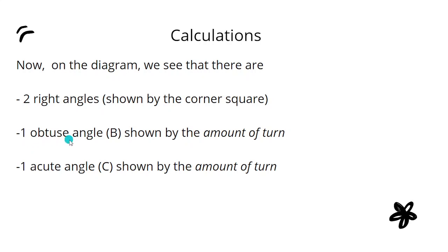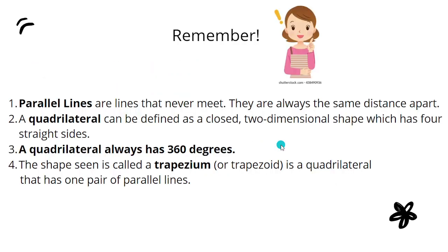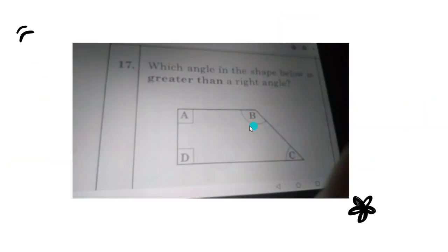There is one obtuse angle shown by the amount of turn. Okay, so let's look at the amount of turn. You see the amount of turn here? You see how big that arc is? That is definitely not an acute angle, and it's greater than a right angle. So that is an obtuse angle. And C, do you see how small the amount of turn is? You see how small that arc is for C, right? That is going to be our acute angle.